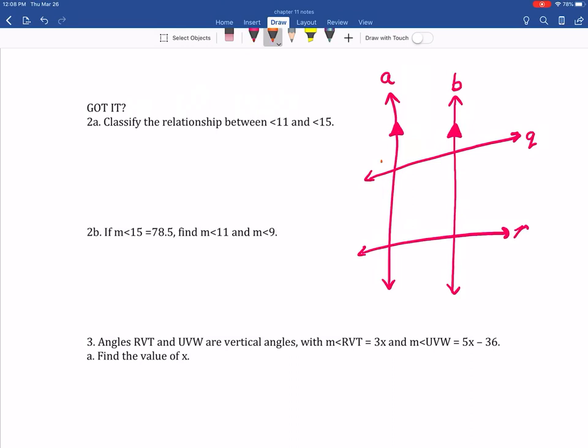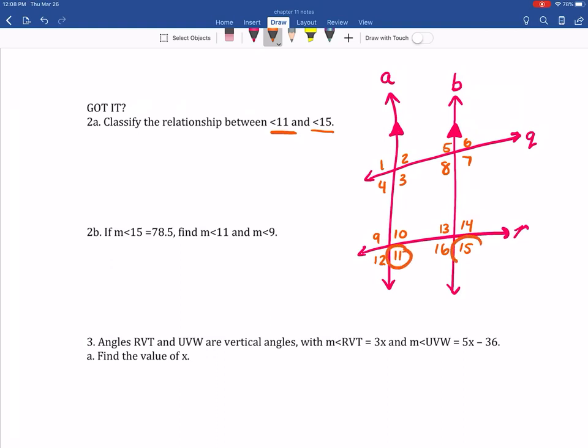So I have angles 1, 2, 3, and 4, 5, 6, 7, and 8, 9, 10, 11, and 12, 13, 14, 15, and 16. Super important to make sure your angles are labeled the same as mine. So the first one wants me to classify the relationship between 11 and 15.